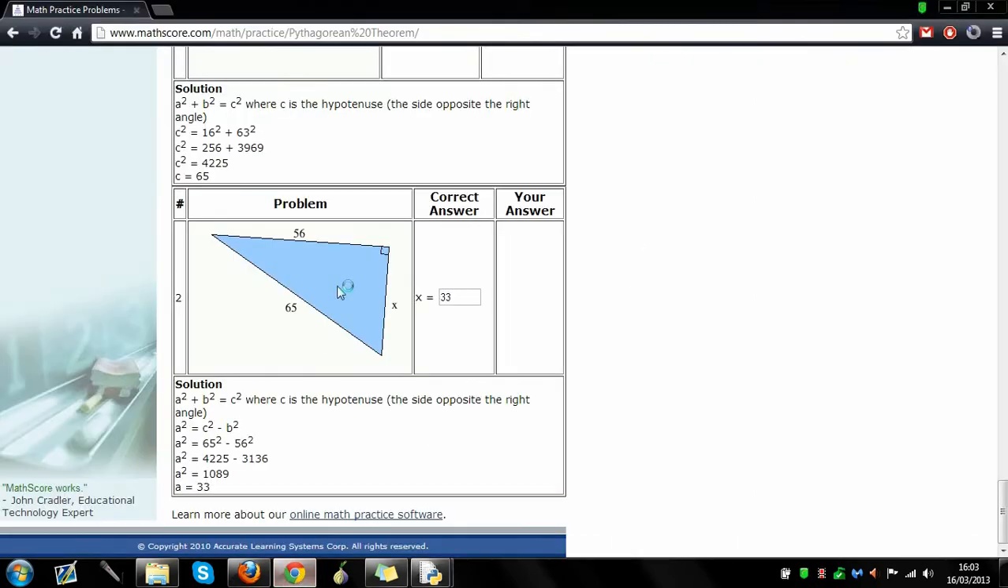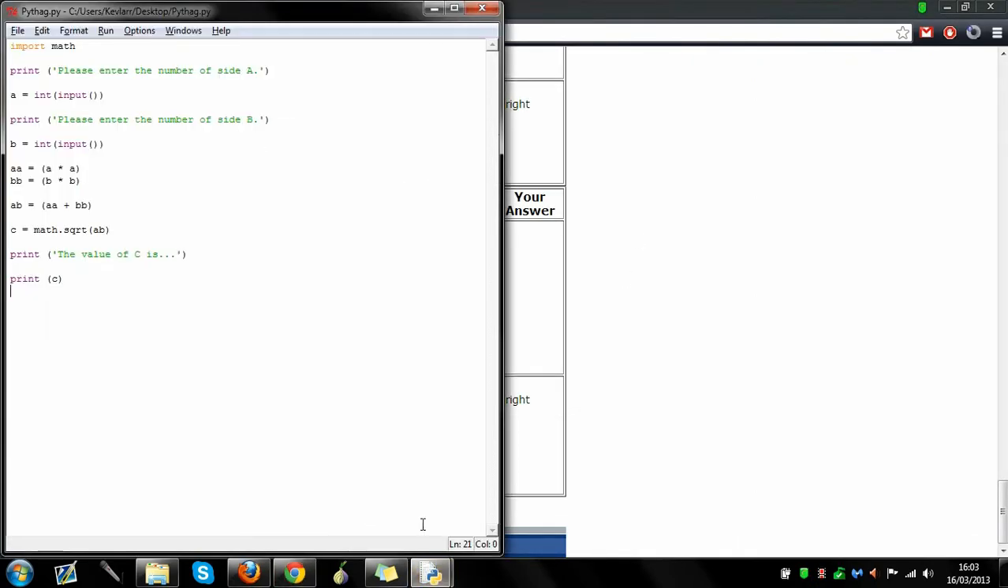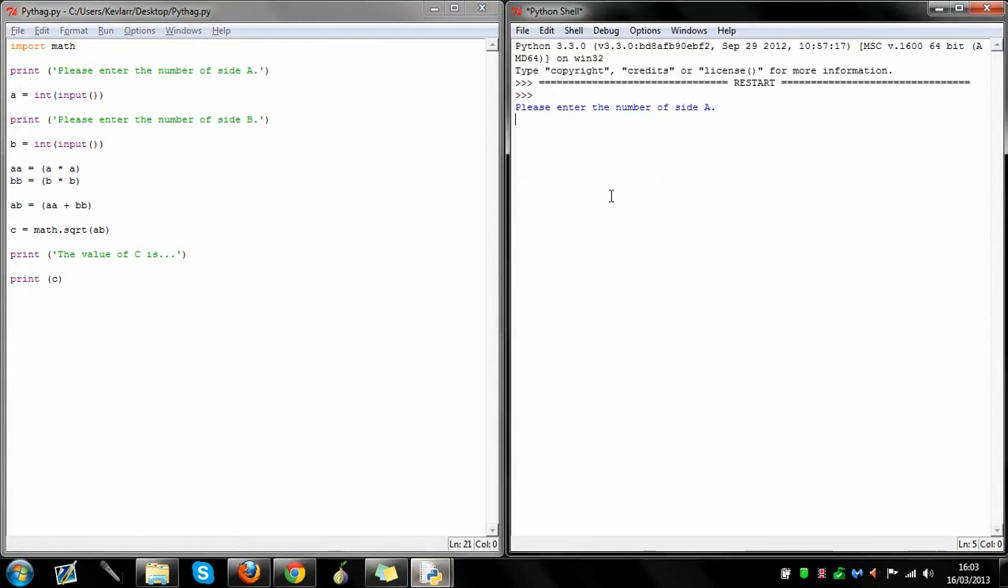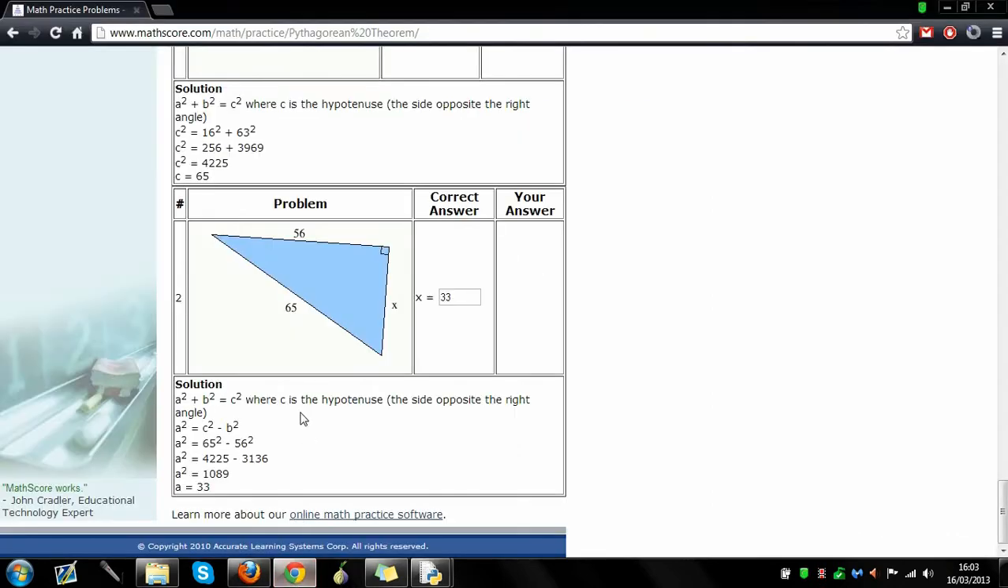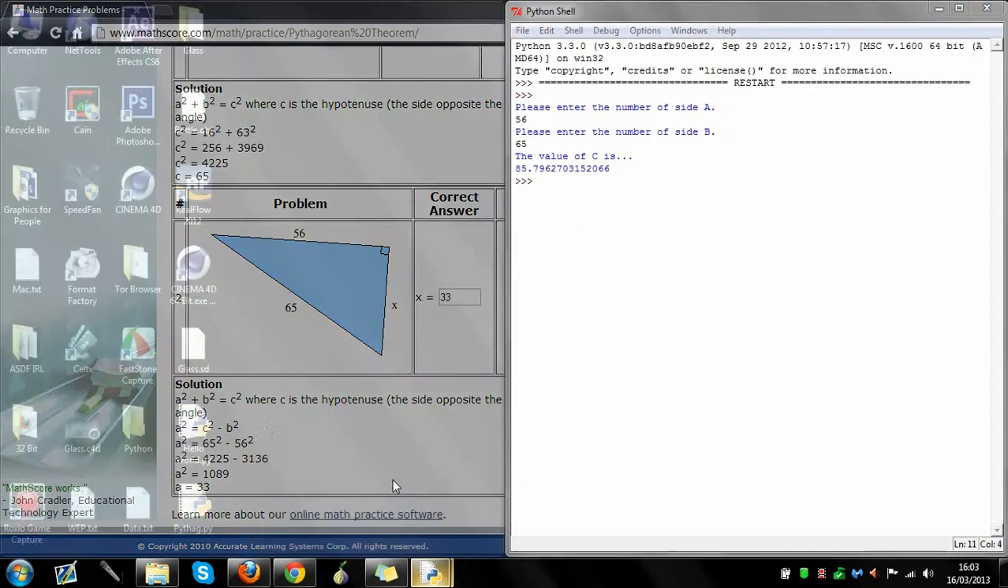Now 56 and 65. Please enter the number of side A, 56, and then 65. Did I get the numbers right? It's supposed to be 33. So what did I get wrong?